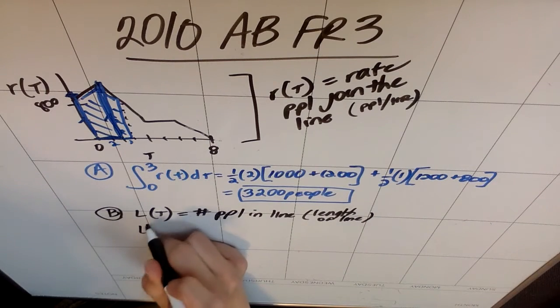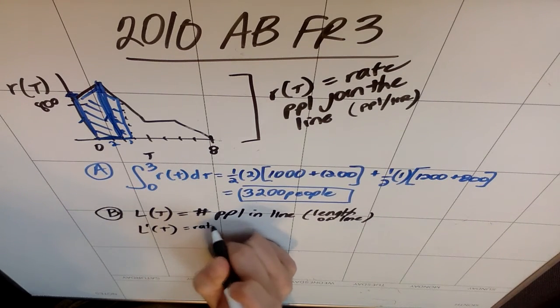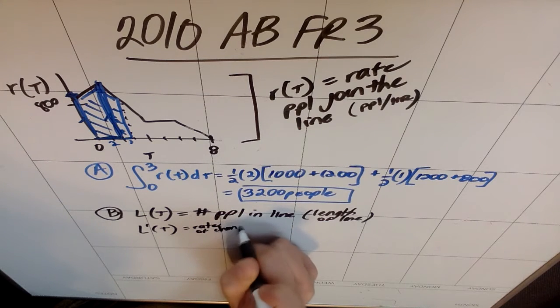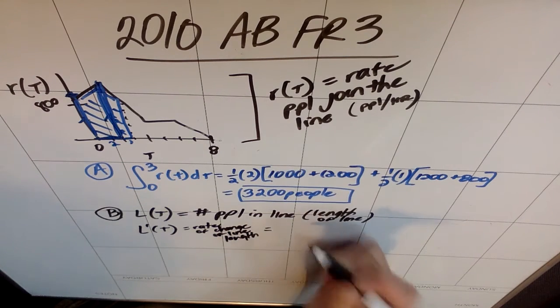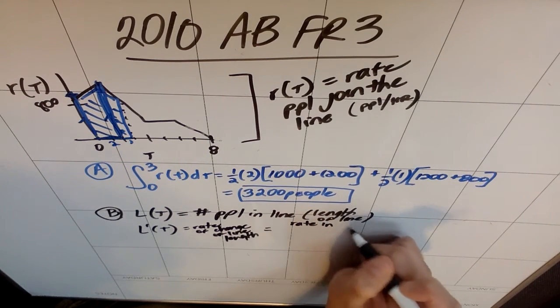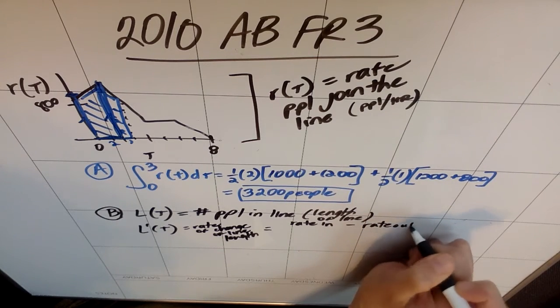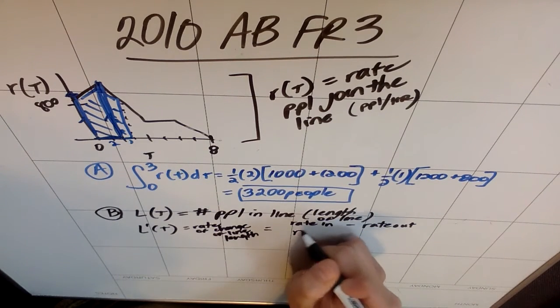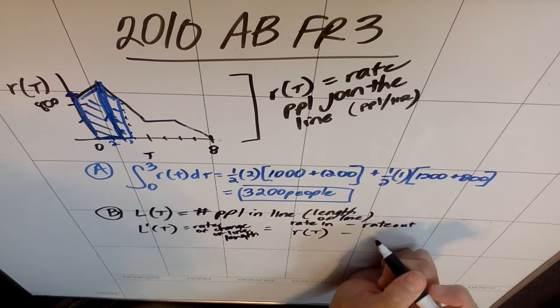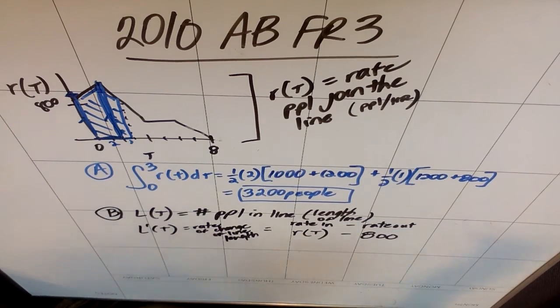Okay, so L prime of t, which is the rate of change of the line length, well, that should be the rate in minus the rate out, meaning it should be the rate that people are getting in line minus the rate that people are leaving line, right? Because the rate in is the people joining the line, R of t, and the rate out is a constant 800. Like every hour, 800 people get pulled out of line to get onto the ride. So this is one way to think about this logically, and this is going to come in handy a lot more when we get to part C.